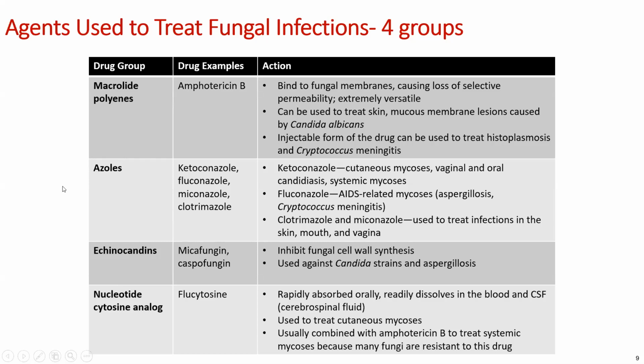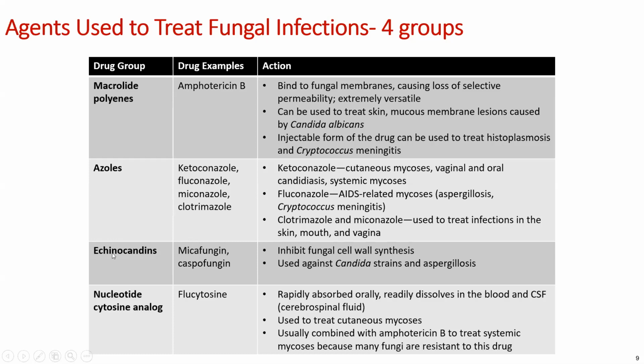I would point out the azoles. These are the ones that most of us have used over the counter for a yeast infection, for example, or for athlete's foot. And some of these can be used systemically as well. And what they mean by that is you can get them as an IV infusion, or they can be administered orally. This one in particular, I wanted you to take a look at echinocandins.